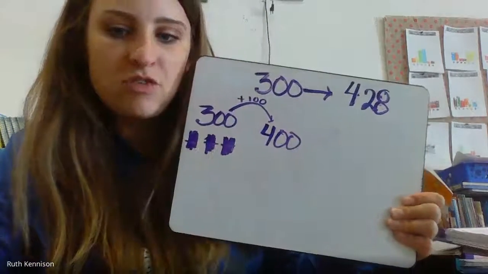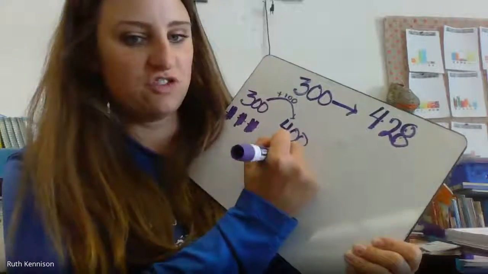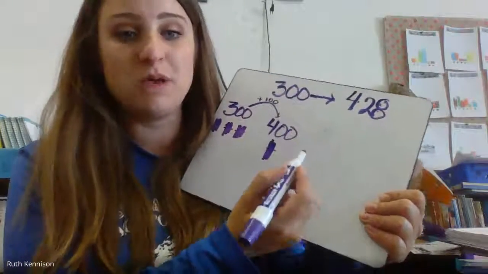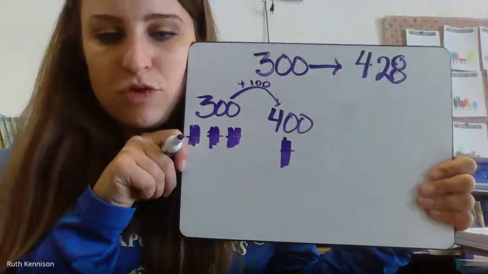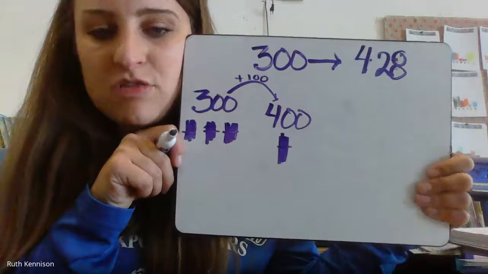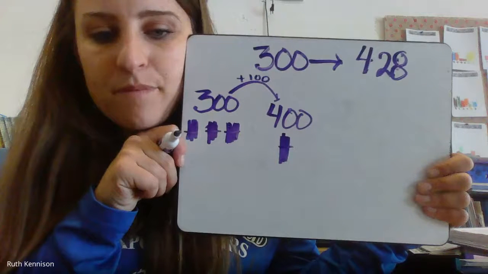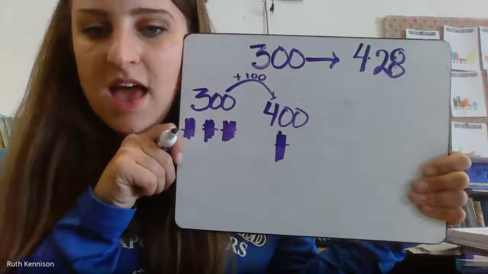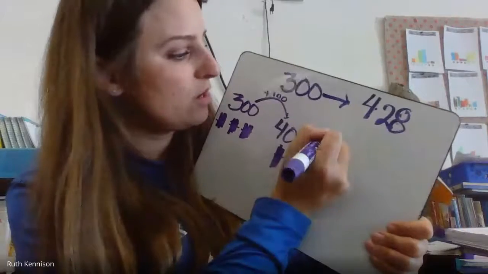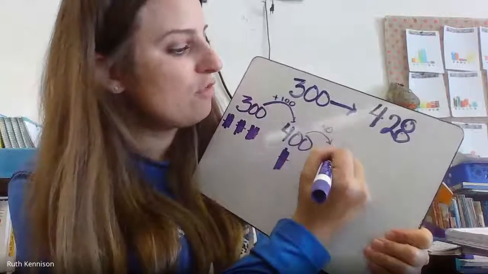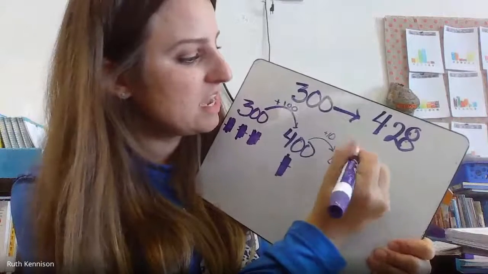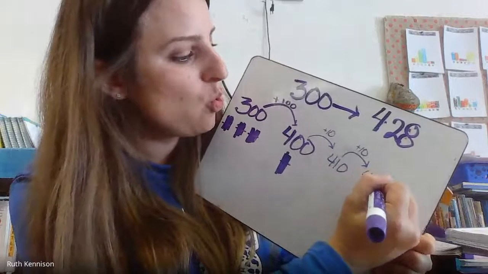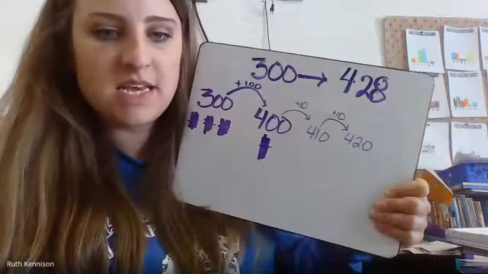Can I keep counting by hundreds? If you're shaking your head, no, you're right. We can't keep counting by hundreds because that would take me to 500, and that's too big. So what do I count by next? Sophia is showing me on her hand. Sophia, what is that number? Can you tell me? 10. Tens, very good. If you were thinking tens, you are correct. We're going to do 400 plus 10, and now we have 410. 410 plus 10, we have 420.